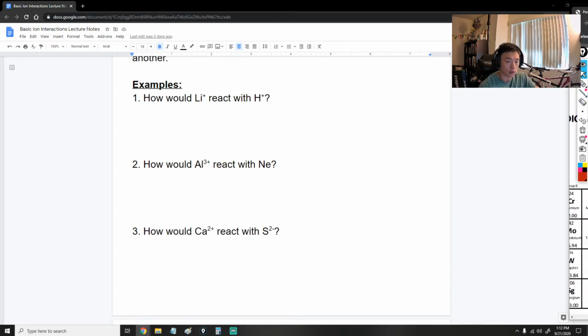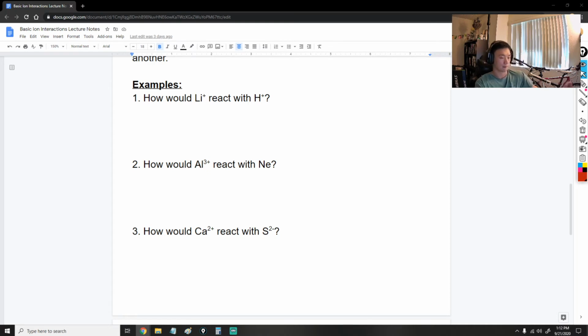Actually, we don't even need the periodic table right now. All right, so we have two different ions. We have Li+ and we have H+. The question is asking, how would they react together? So if I have an Li+ and an H+, how are they going to react?